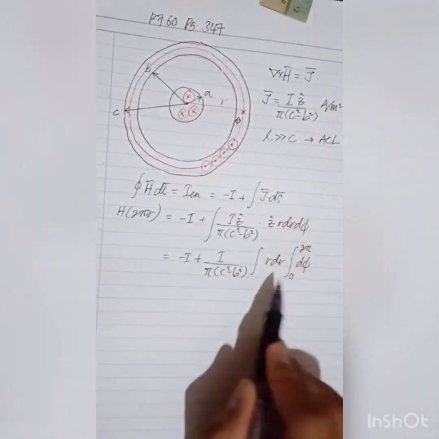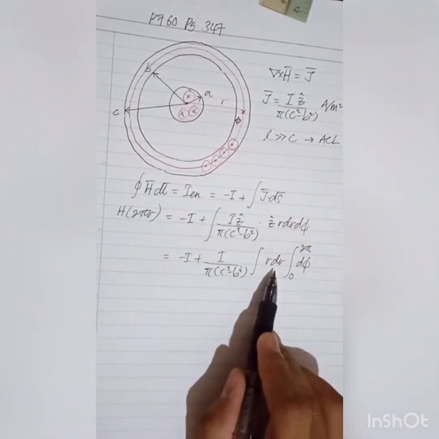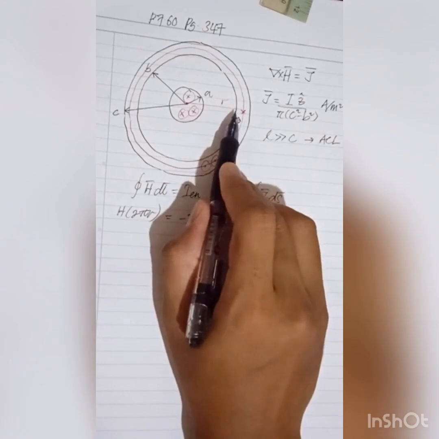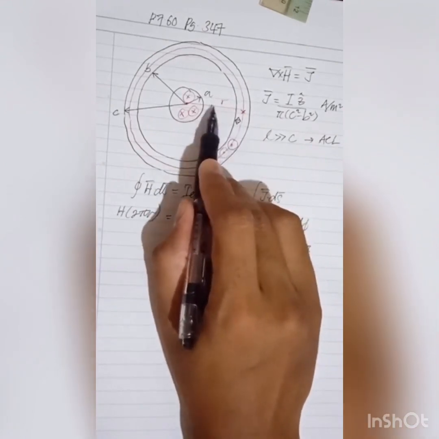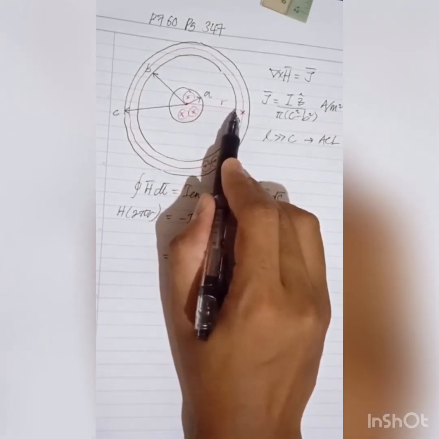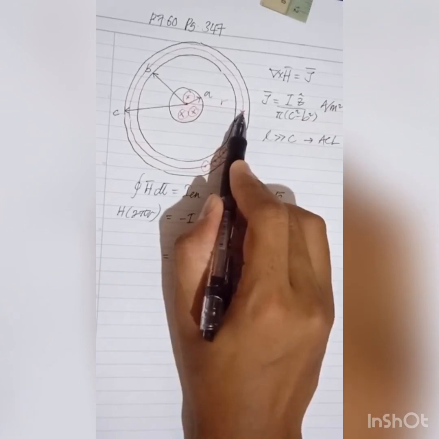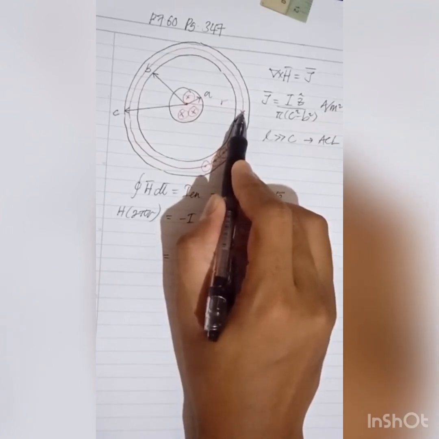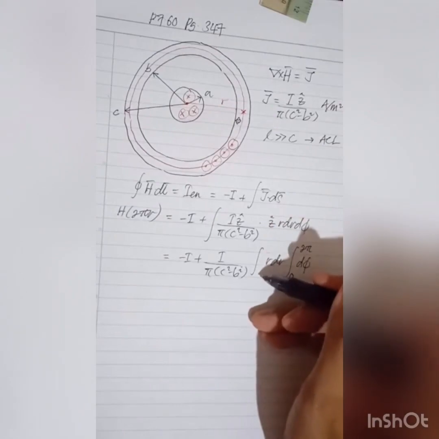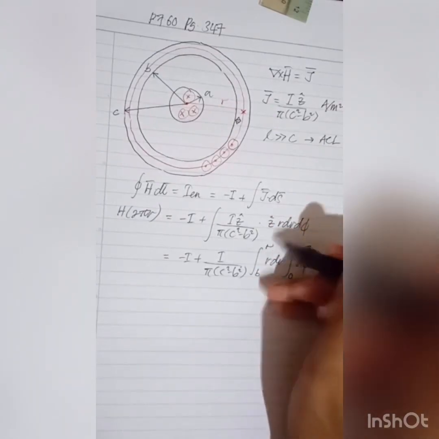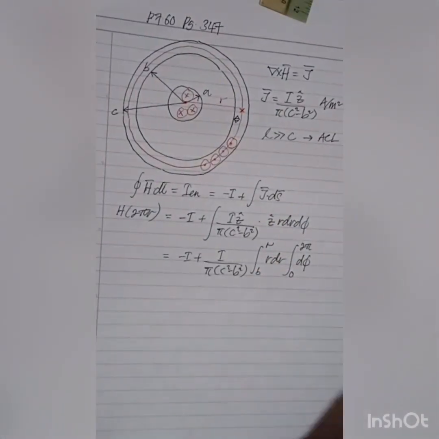Again, I repeat, this r limit only considers the current enclosed within the loop, whereby the current flowing appears from r equal to b at this point until r equal to r at the point of interest. So here you must put b until r. Okay, so let's proceed again.